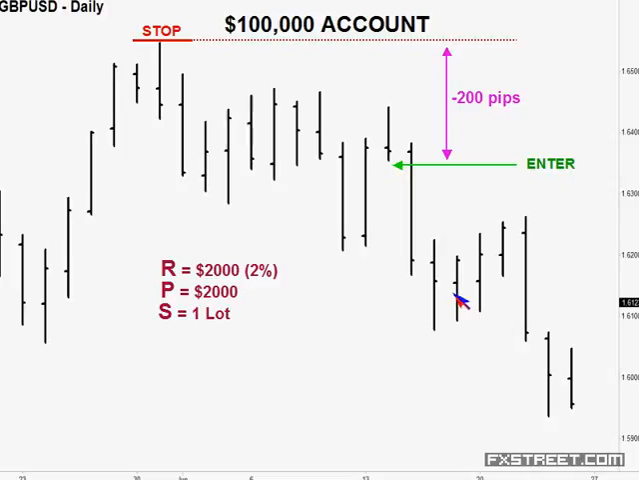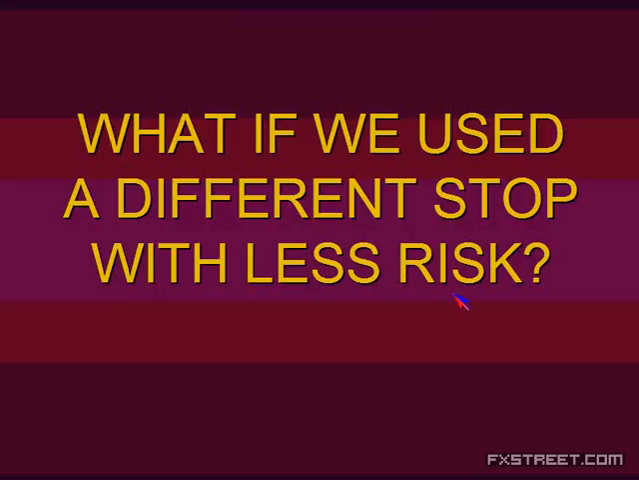Once again, you see how things change once the account size changes, once we decide how much we want to risk, once our stop placement changes. Let's go even a step further. What if we used a different stop with less risk? Now, we just showed you the example of a $2,000, or I should say a 2% risk. Let's use the same example, but now we only want to risk 1%.